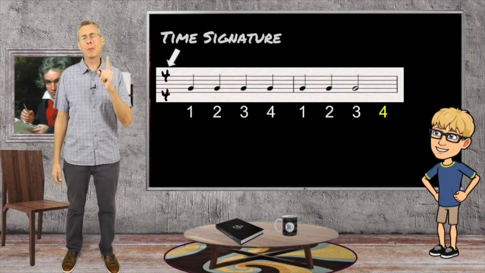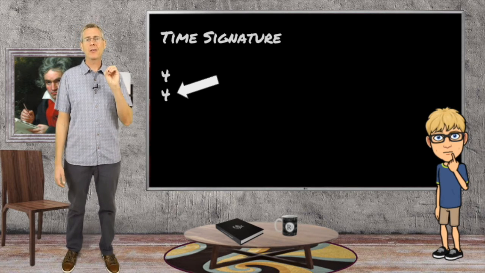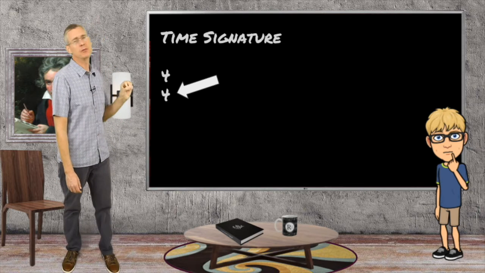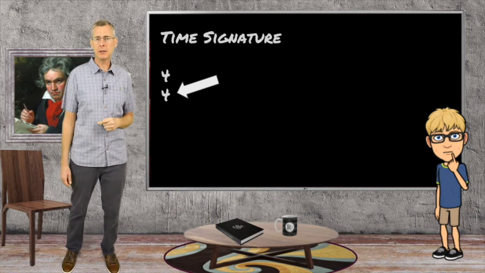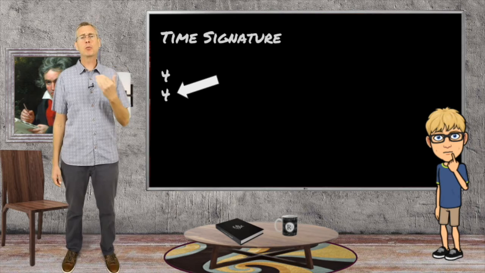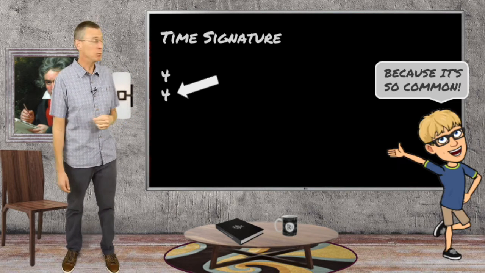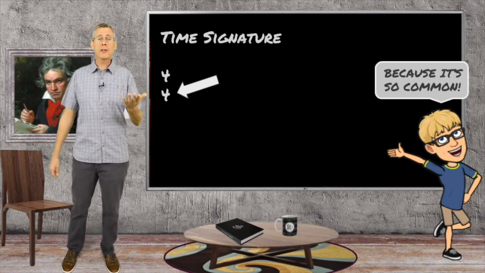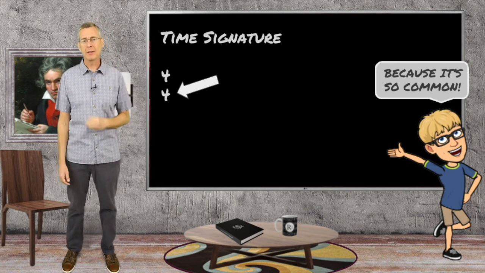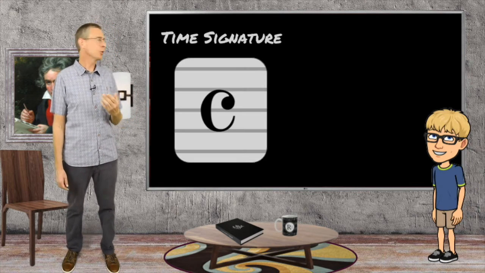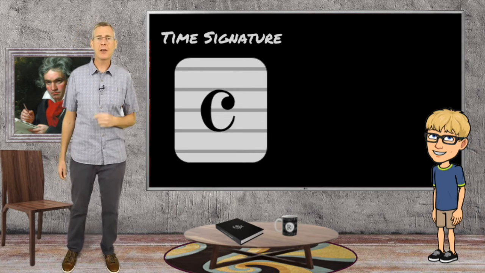But what about the bottom number? Now, the bottom number tells you what type of note is getting one beat in music. Now let's look at the most popular time signature, 4/4 time. It's also known as common time. That's right, it's so common that most composers just write the letter C instead of the numbers.